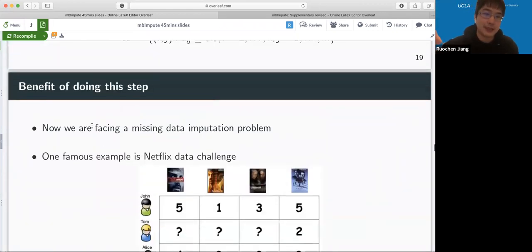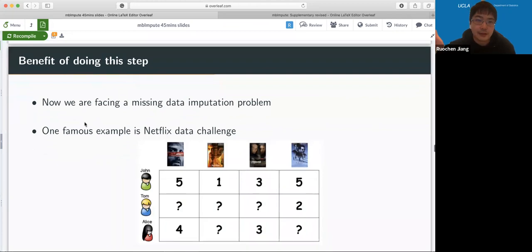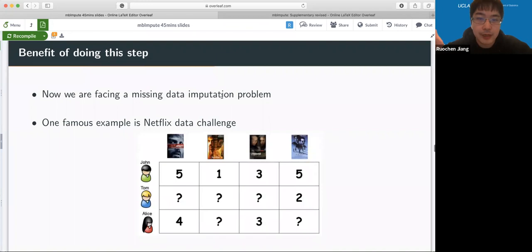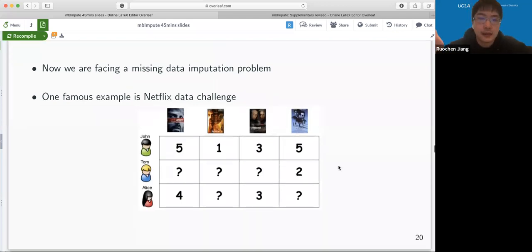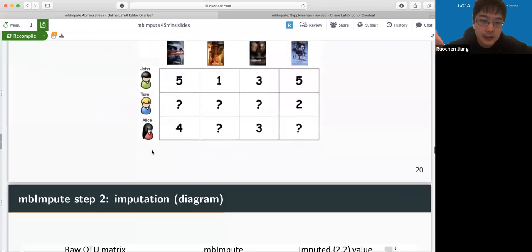So that's basically what I have done in the first step. After doing that, we convert our problem into a missing data imputation problem. One famous example is the Netflix data challenge. I think maybe Kexin has talked about it. For some people, they have ratings for movies. However, for some people, they do not have ratings. So how can we infer what rating he will give that movie, depending on both his previous ratings and other people's ratings? That's the kind of summary for the Netflix data challenge.